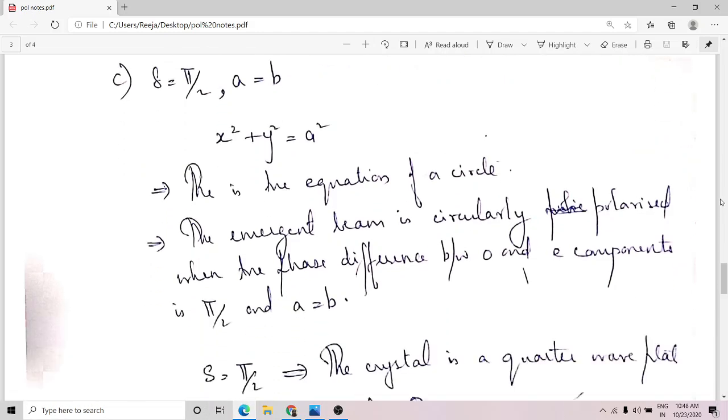Now, this is the mathematical theory behind the production. So, this is the condition required for the production of circularly and elliptically polarized light.